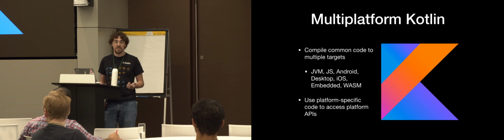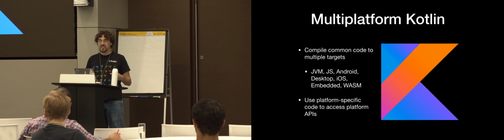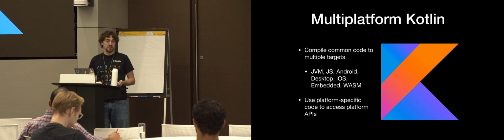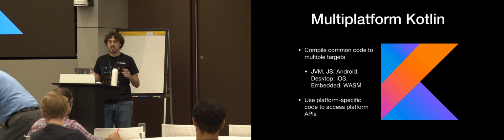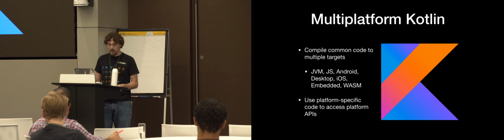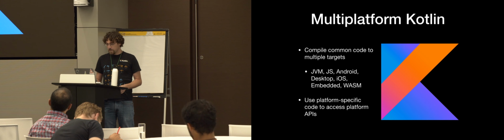We're all used to the Java interop story that JVM Kotlin has, where you can easily call into any other Java API. You have a similar ability to call into JavaScript APIs or native APIs, C or, sorry, C or Objective-C APIs in the Kotlin Native world.